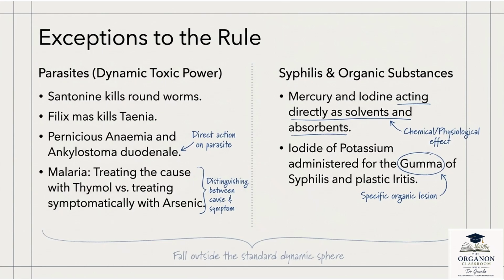All right. Mercury and iodine जो होता है, these substances they act directly as solvents and absorbents. तो यहाँ पे उसका chemical और physiological effect दिखकर आता है. All right, in the treatment, and it's not about the dynamic power. तो ये दो exceptions हो जाते हैं to our rule of the dynamic action of our medicines. Okay.